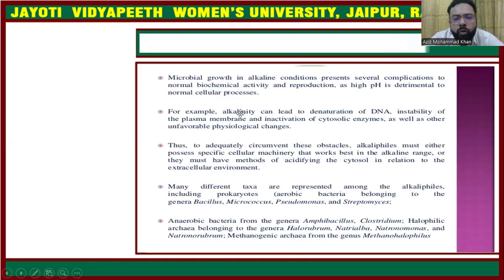Microbial growth in alkaline conditions presents several complications to normal biochemical activity, as high pH is detrimental to normal cellular processes. For example, alkalinity can lead to the denaturation of DNA. If high pH conditions are there, the DNA can be denatured. Similarly, there is instability of the plasma membrane. The plasma membrane is unstable at high pH, and cytosolic enzymes also get denatured and inactivated.